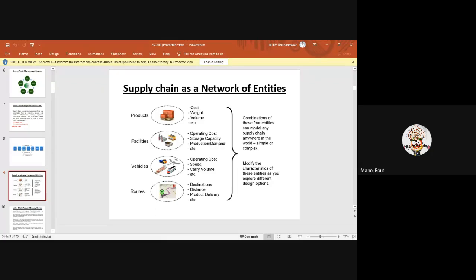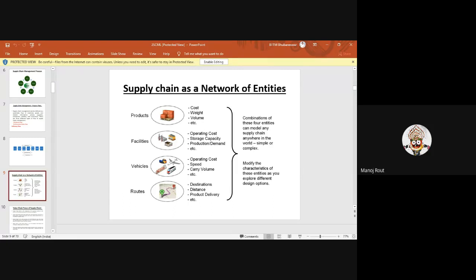Going to the next one, we have already discussed the supply chain as a network entity. As I told in the last class, the entities are basically product, facility, vehicle, and routes. In case of product, cost, weight, and volume should be considered. In case of facility, it is the operating cost of the warehouse, the storage capacity of the warehouse, and production and demand depend upon the storage area. The next part is the vehicle: the cost of operating the transportation, the speed of the vehicle or carriers, and the carrier volume should be considered. And finally, the last one is route: destination, distance, and product delivery.